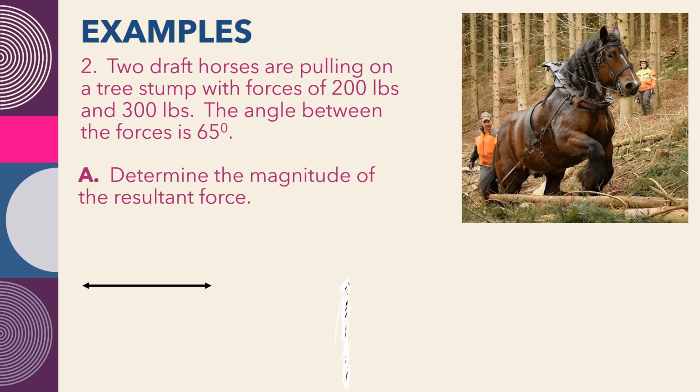We have the angle between the 2 forces, and we've got a tree stump. So let's start with that. Here's a tree stump, and I've got one horse pulling at 200 pounds, and another horse pulling at 300 pounds of force, and the angle between those 2 horses pulling that tree stump is 65 degrees. So how in the world can we separate that out so that we can get 2 different vectors to add to determine their resultant force?